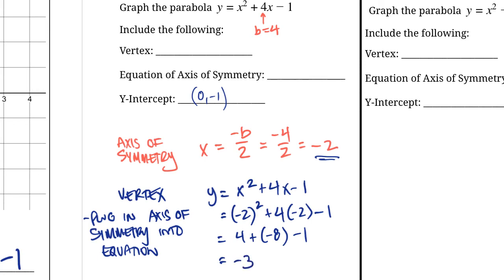I think I did that right. -8, -9. Nope, that's wrong. Hopefully you caught my mistake. That should be -5, right? Let me erase that. -5. Okay, so what that tells us is that the y-intercept, or the vertex, is at a y position of -5.